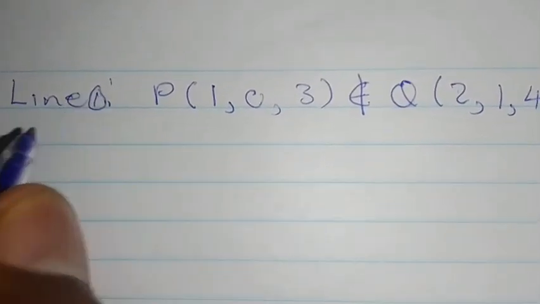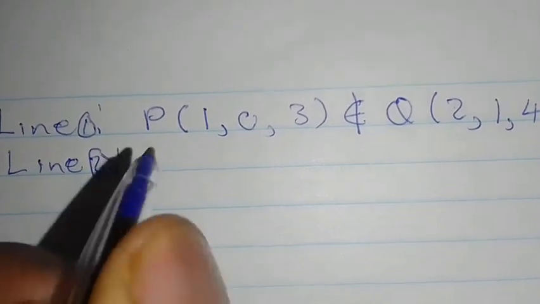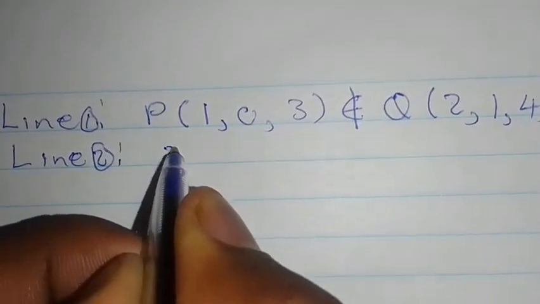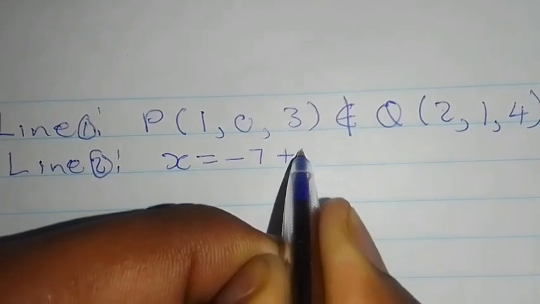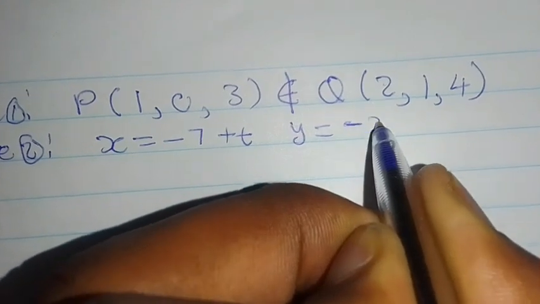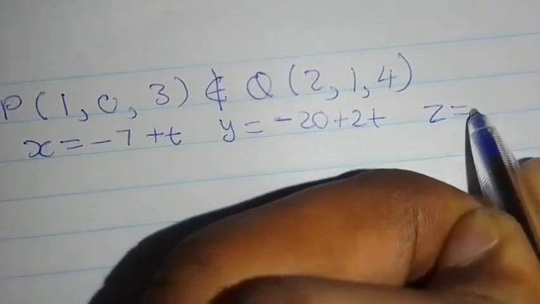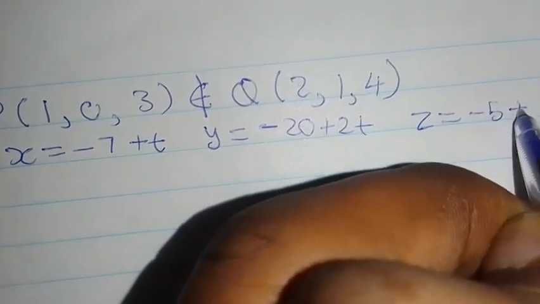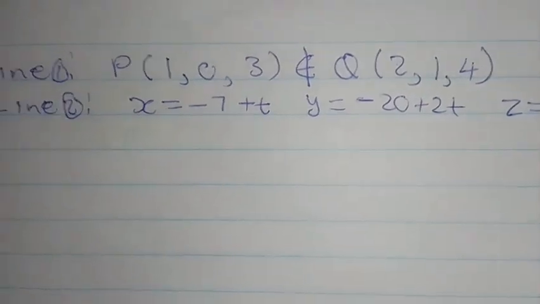You can just say it's line 1, and we have another line. Now instead of giving you the points, we can give you the parametric equations of that. Let's say x equals minus 7 plus t, and then y equals minus 20 plus 2t, and then we also give you z as minus 5 plus t. So it doesn't matter how they give it to you, they can give it to you in any way.